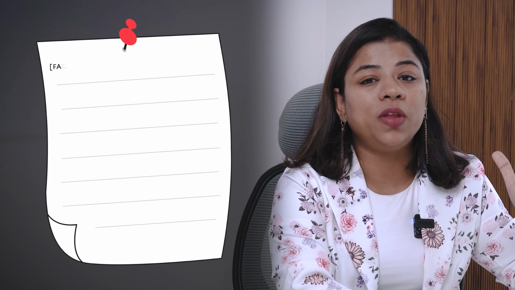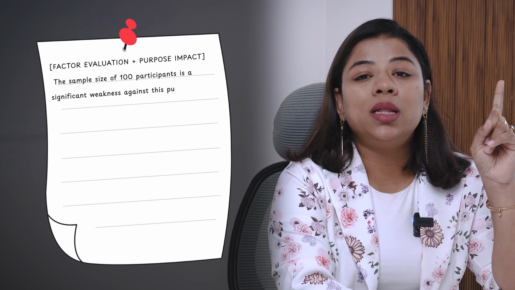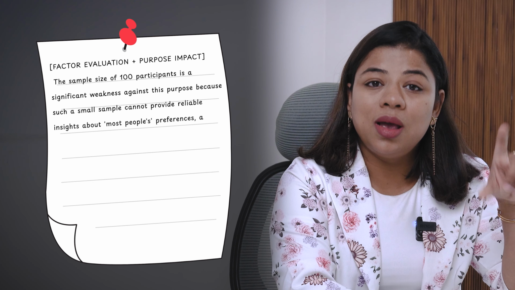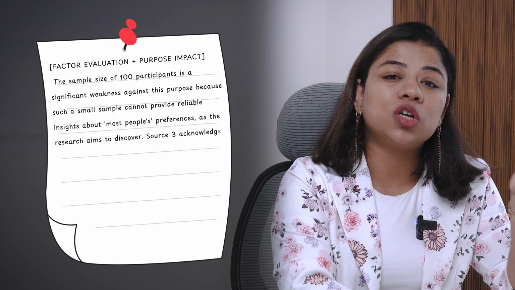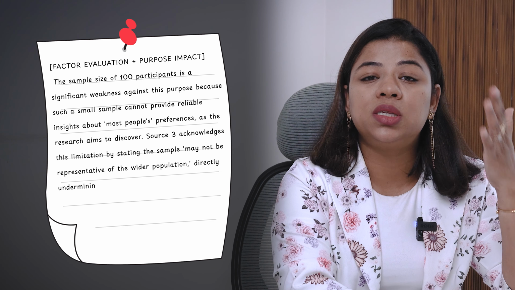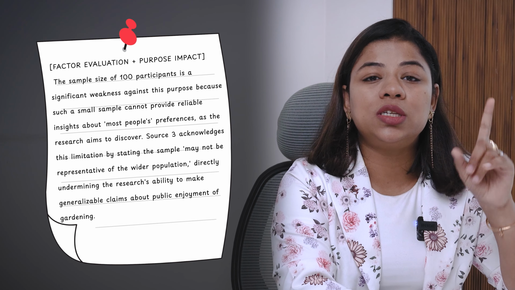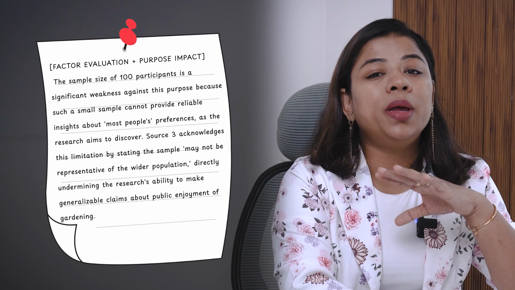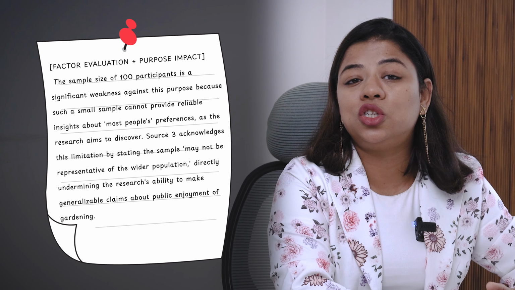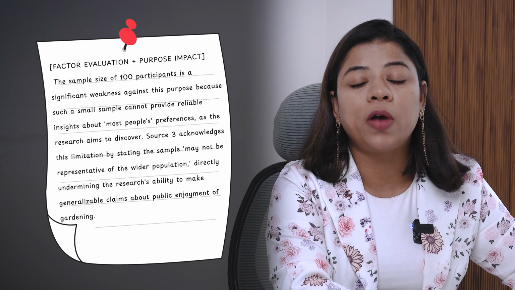Now, the next part of the answer, that is factor evaluation plus purpose impact, which says the sample size of 100 participants is a significant weakness against this purpose because such a small sample cannot provide reliable insights about most people's preferences as the research aims to discover. Source 3 acknowledges this limitation by stating the sample may not be representative of the wider population, directly undermining the researcher's ability to make generalizable claims about public enjoyment of gardening.